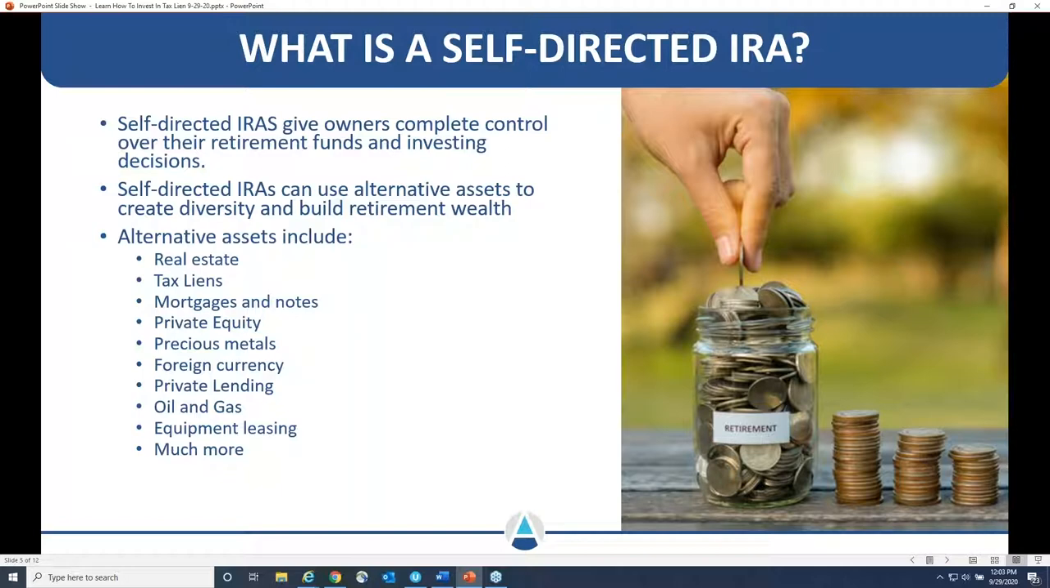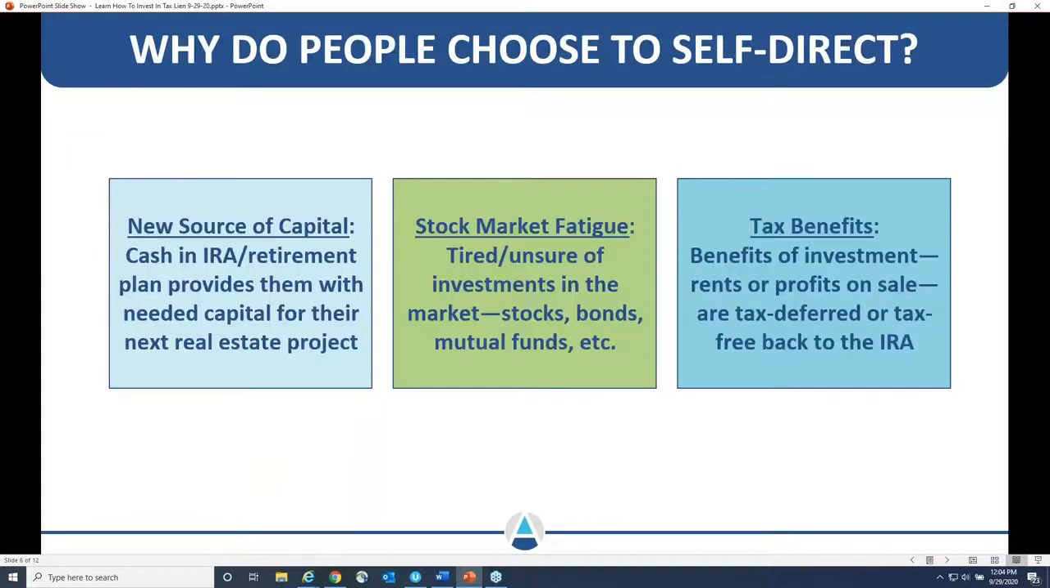Or maybe your interest is having your IRA act as the bank and invest in notes and mortgages, or invest in a startup company. Really, you have a long list of options available to you when you're looking to self-direct.